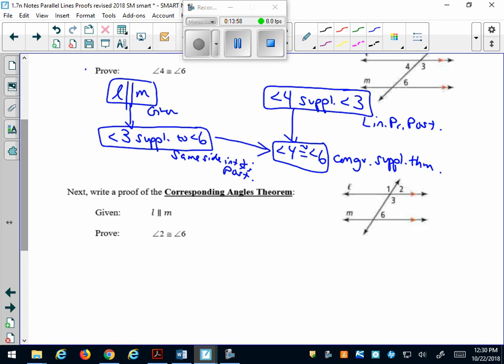That's it. All right, you try that next proof. I'll give you a hint. It's very similar to the first one.